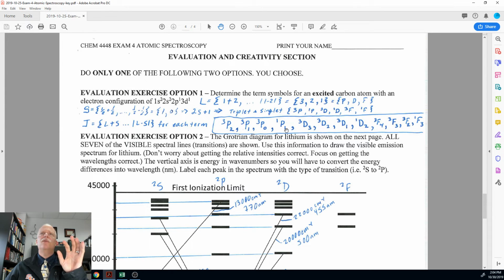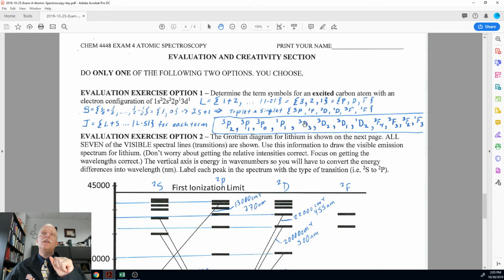Let's think about that for the singlet D too. Whenever you have a singlet, the J value equals your L value. And so the L value for D is 2, so a singlet D would have a J value of 2. What about a singlet F? L is equal to 3 for F, and so it would be singlet F3.